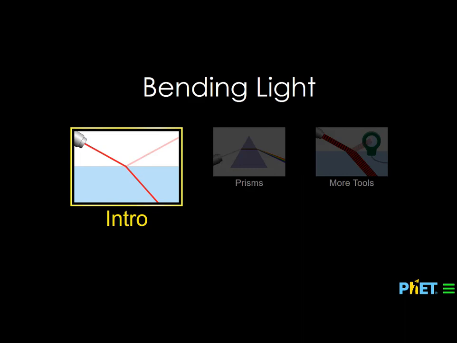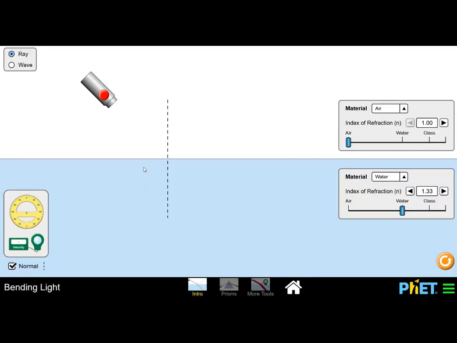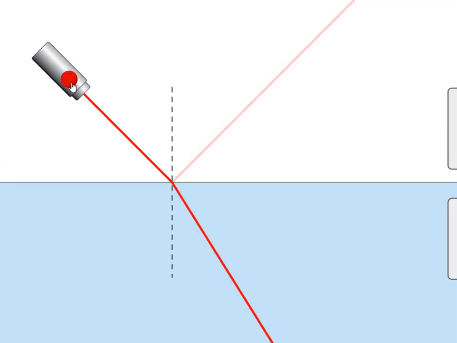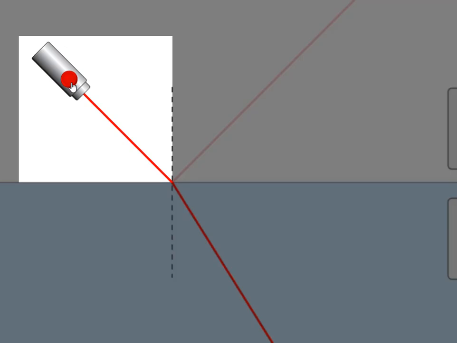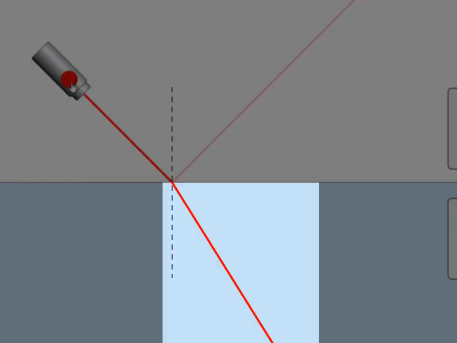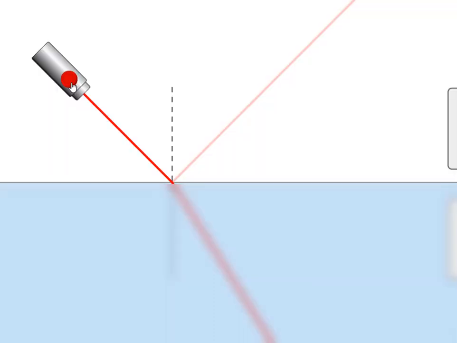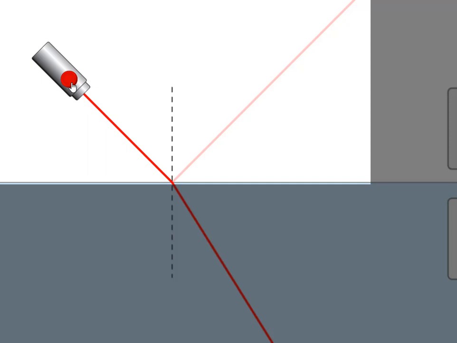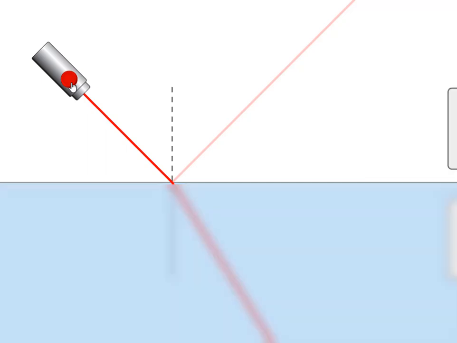So now we're ready to play around a little bit with our simulation. So we open the bending light simulation. Now you can see in the simulation when we put the light on, light is shone through some air into, in this case, some water. And as it travels into the water, it bends. But we are not going to focus on that part. Let us just look at the air part of the simulation and ignore this bottom part.